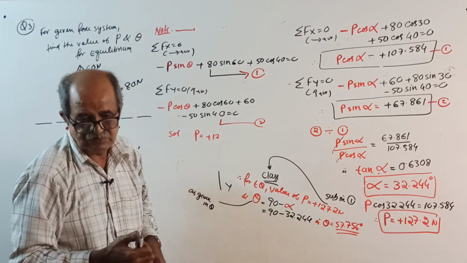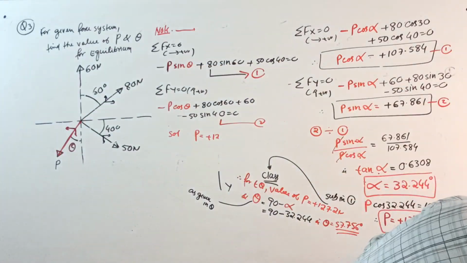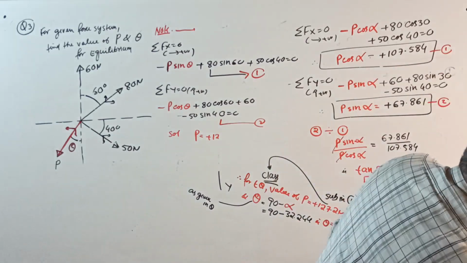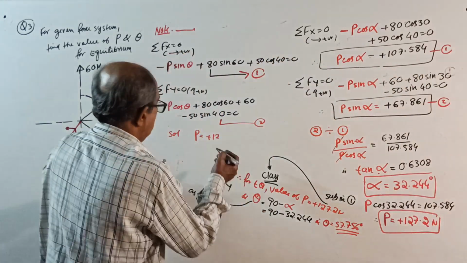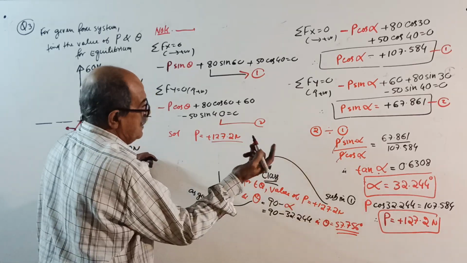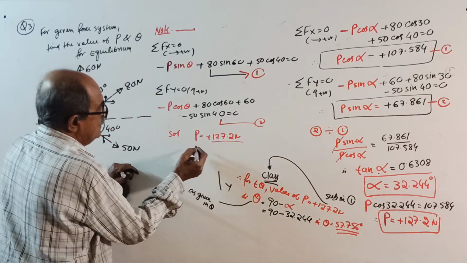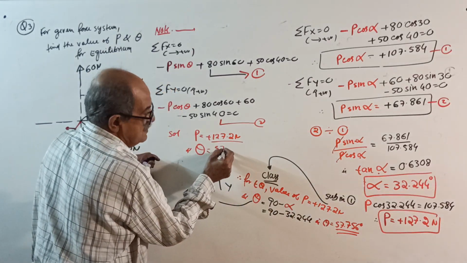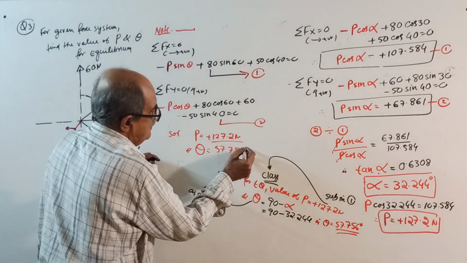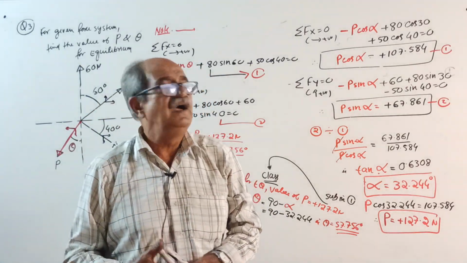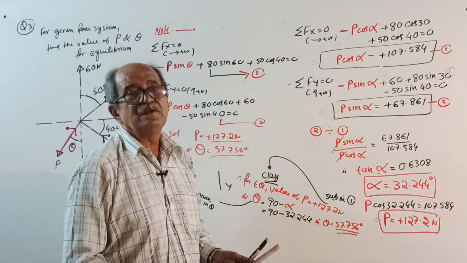I will solve it fast, 1 minute. I told you with confidence, plus 127.2 Newton. 1 paisa, 2 paisa, no problem. And this time directly theta will come, how much? 57.756 degrees. Earlier you got alpha, then using that you got theta. Now direct theta comes, same answer.